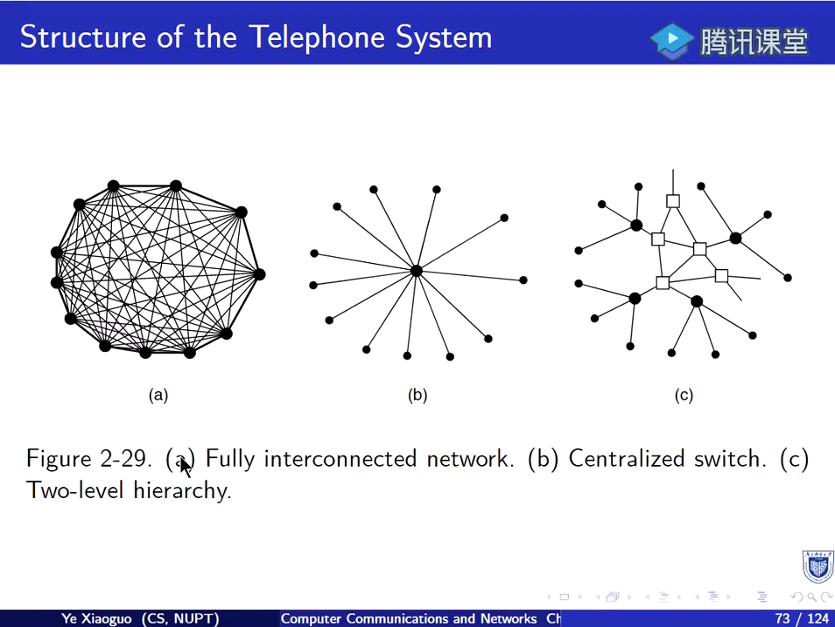Subfigure A shows a poorly interconnected network. It is not practical for a large-scale network. So centralized switching or two-level hierarchy switching networks were devised.